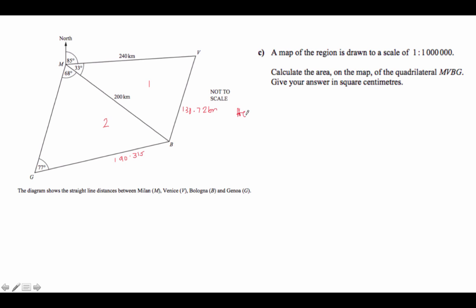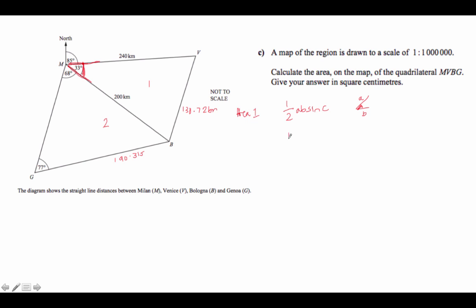So the area of triangle 1, it's a non-right angled triangle, so we're going to be using a half ab sine C. And the important thing with this formula is that the C is the angle in between the sides a and b. So if we choose to use this 33 to be the angle, then a would need to be 240 and b would need to be 200, or either way around.